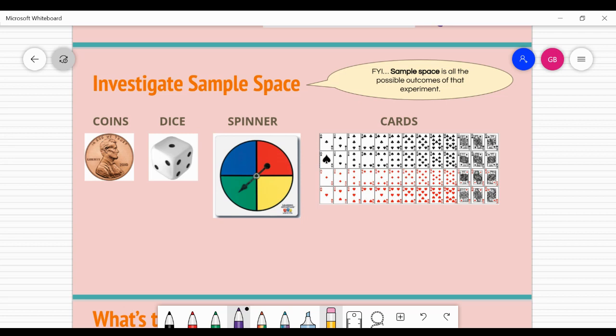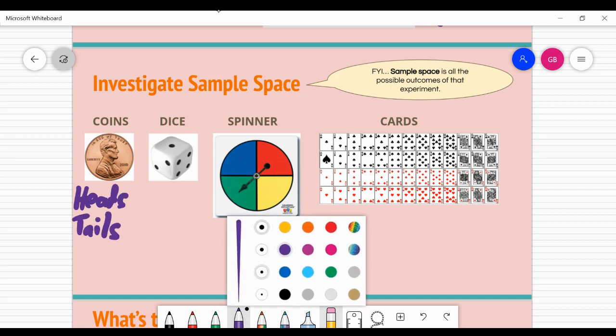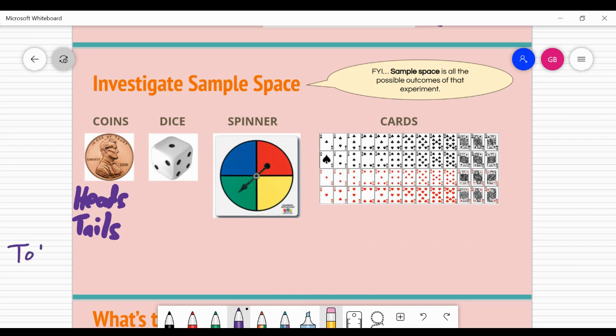It is all the possible outcomes of that experiment. So if your experiment is flipping a coin, then you could either get heads or tails. That would be the sample space. So the total outcomes for flipping a single coin would be 2. You could either get heads or tails. If you roll a single die, you'll get a 1, a 2, a 3, a 4, a 5, or a 6. So this will have 6 total outcomes.